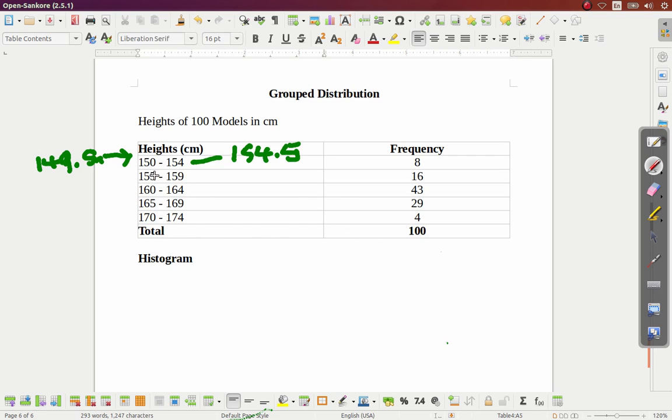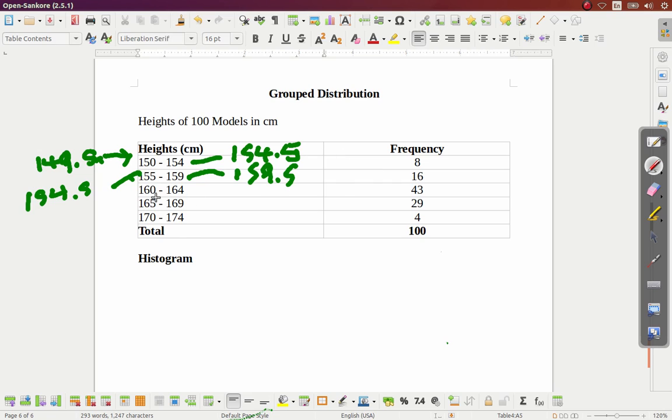This could have included measurements at 154.5. Once it touches 154.5, you're on up to 155. But this one could have included measurements up to but not touching 159.5. Remember your class boundaries. If it was, say, 159.4999, you would round it back down to 159.